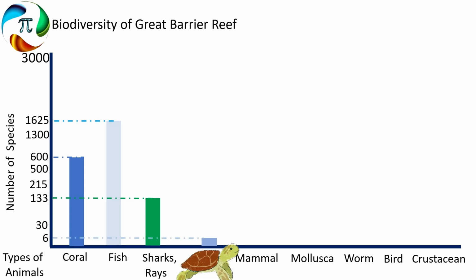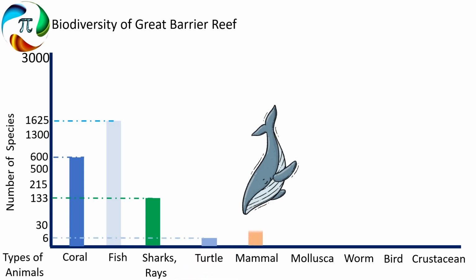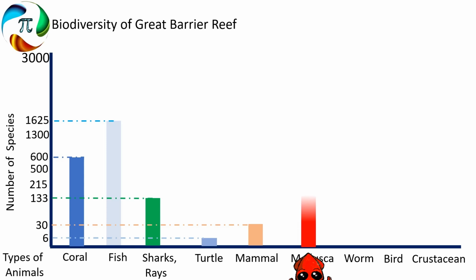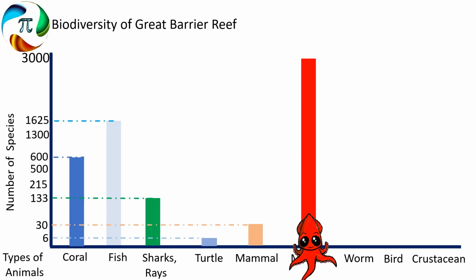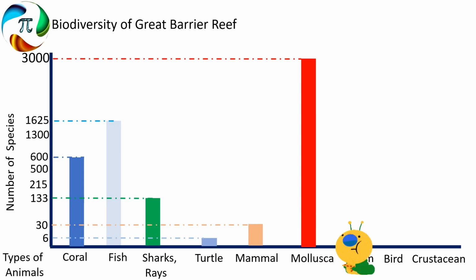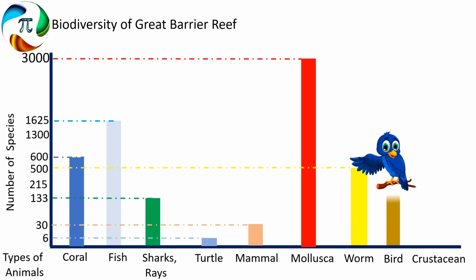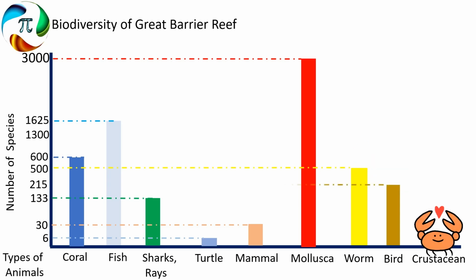We continue with showing the number of species for the rest of the categories. We have 6 species of threatened marine turtles, over 30 species of marine mammals, over 3,000 species of mollusks, about 500 species of worms, and around 1,300 species of crustaceans. They're more than what we have talked about.